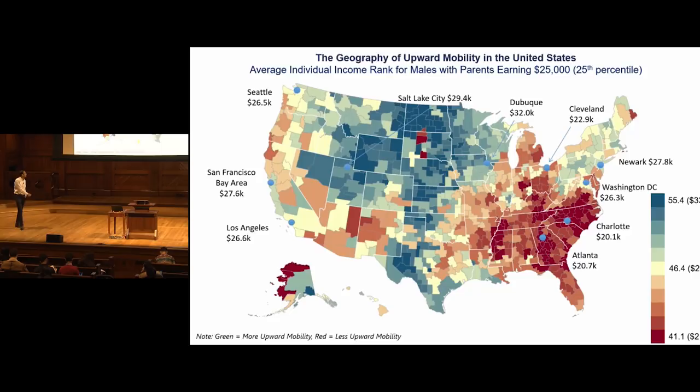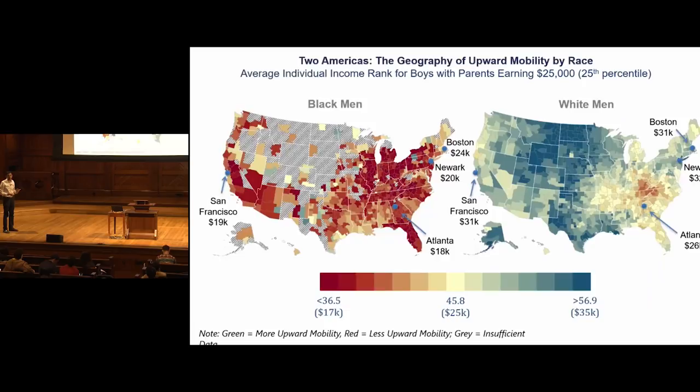This is the map that we've seen a few times, pooling everyone in the nation. Just to remind you, what we're showing here, now subset to men, since we're going to focus on men for most of the rest of this, is the average income in adulthood for men with parents at the 25th percentile of the income distribution. Red colors are places with lower levels of upward mobility. We see big differences across areas. This is pooling all races and ethnicities. Now we're going to repeat that analysis, splitting the data separately for black men on the left and white men on the right. This is literally the same statistic we were looking at before, but cut by race.